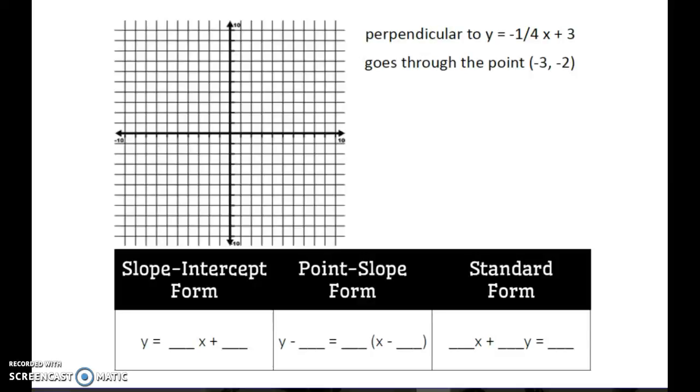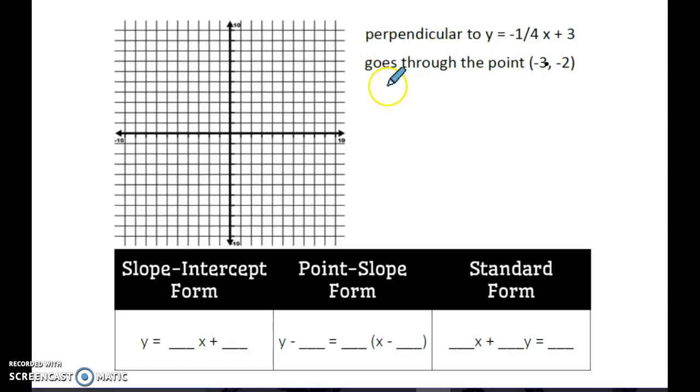So this is an example that we worked through together in class today, Friday, January 19th. And I'm working through it just in case you weren't in class or you just need to see an example. So if you want to write an equation of the line that's perpendicular to this line, y equals negative 1/4 x plus 3, and it has to go through this point, negative 3, negative 2.